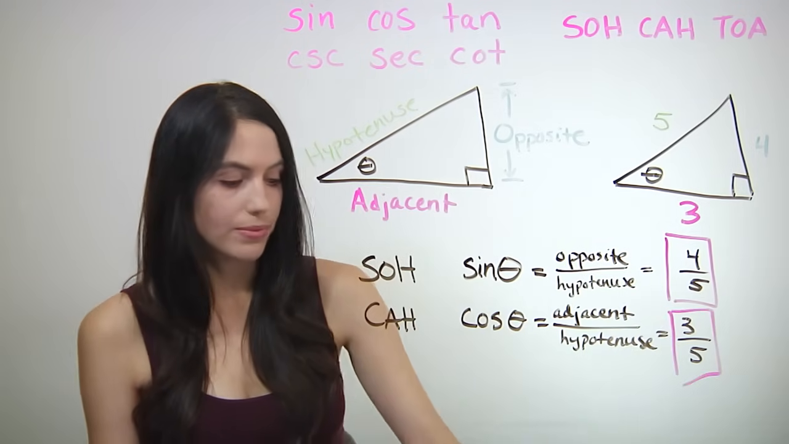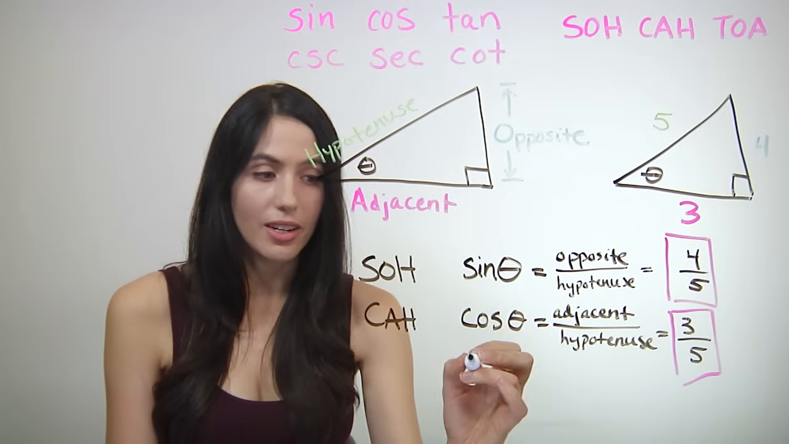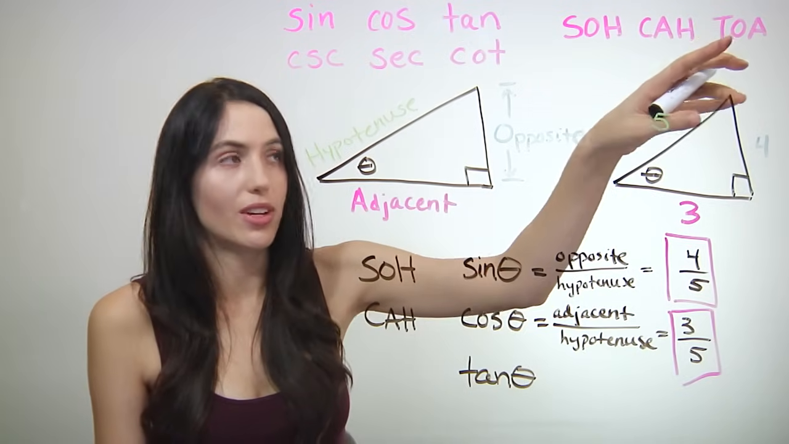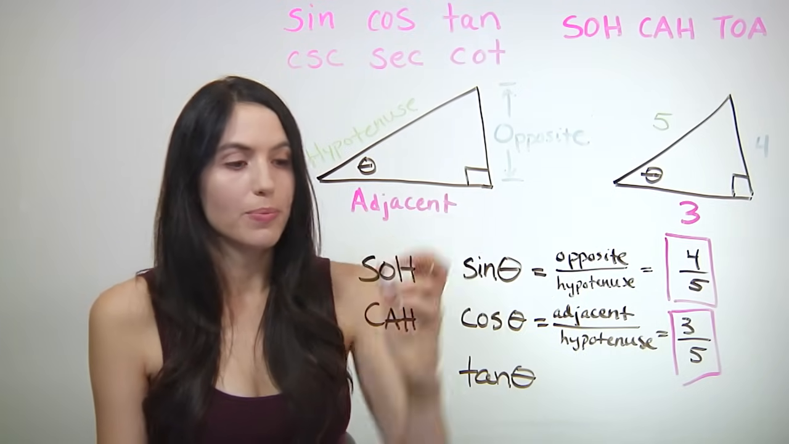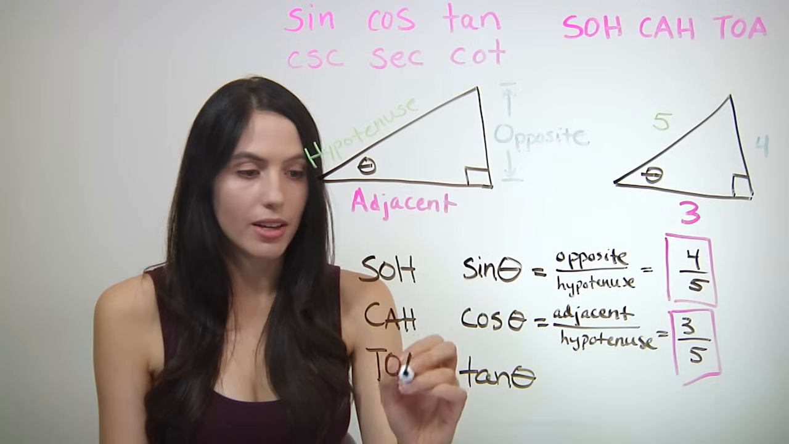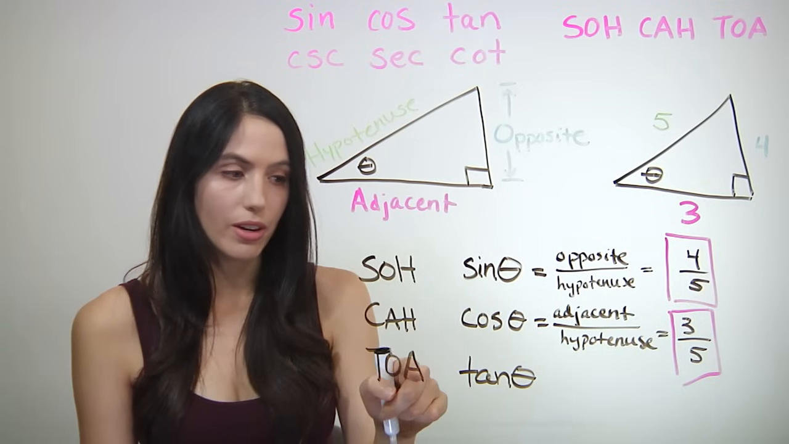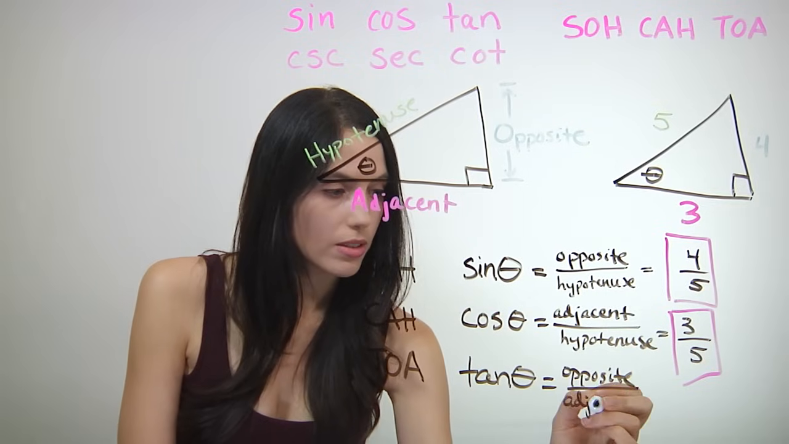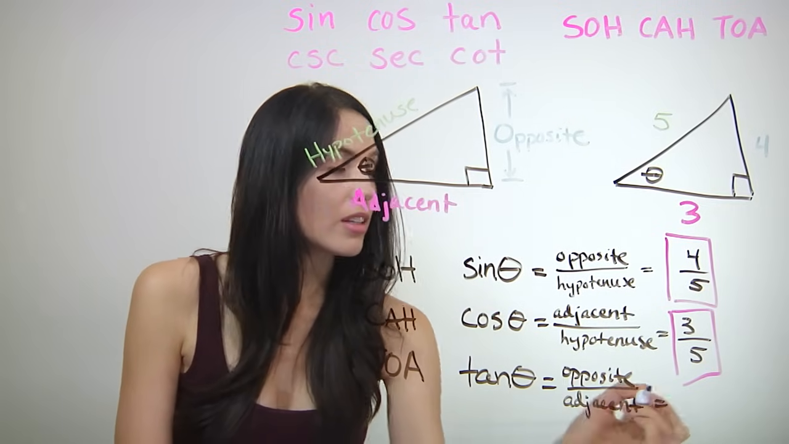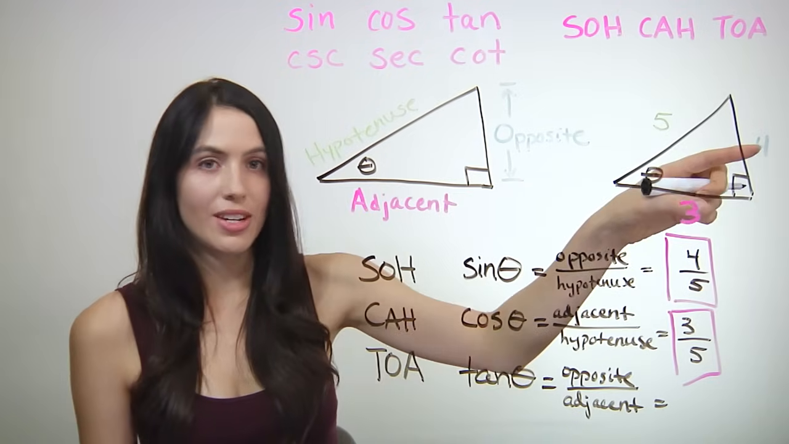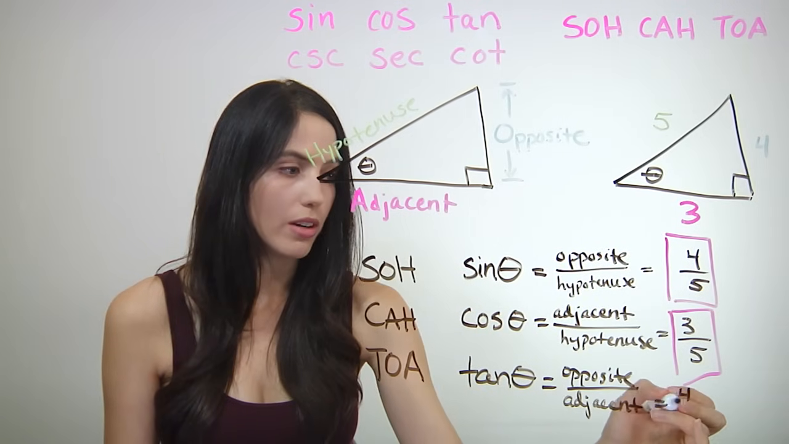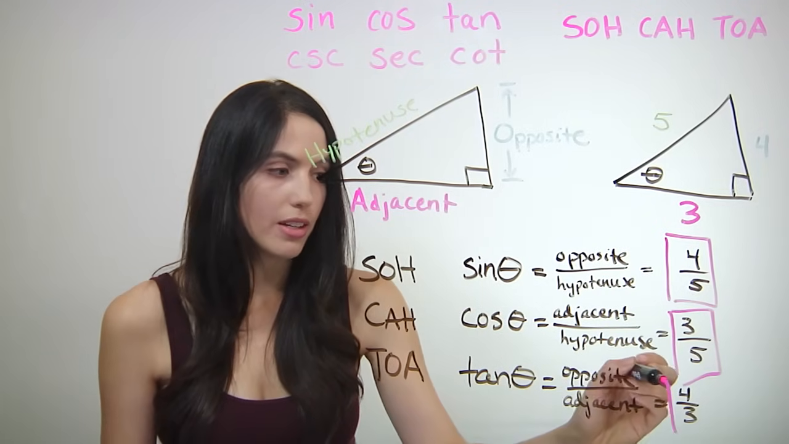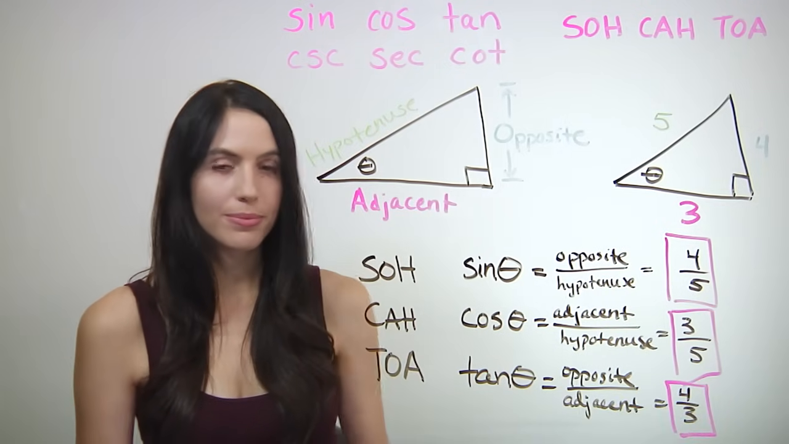And then finally, if you have to find tangent of theta, just remember this part of the name SohCAHTOA, the TOA part, TOA, so tangent equals opposite over adjacent. The opposite side in this triangle is 4, and the adjacent side is 3. So you have 4 over 3. So your tangent of theta equals 4/3.